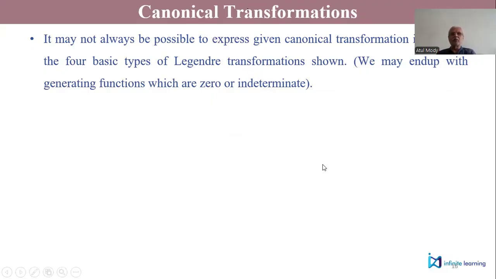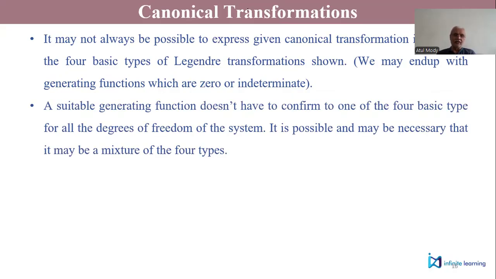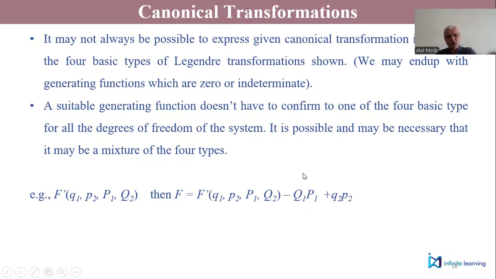It may not always be possible to express a canonical transformation in these four basic types of Legendre transformations. We may end up with generating functions which are zero or indeterminate. A suitable generating function doesn't have to confine itself to one of these four basic types for all the degrees of freedom. In fact, it's possible that for some degree of freedom it is of one type, and for other degrees of freedom it is of the other type. So in that case, it will be a mixture of two types, or more than two types, a mixture of one or more of those four types.